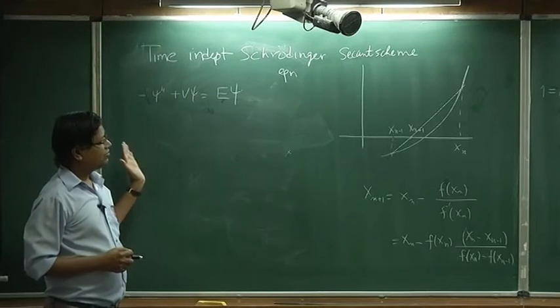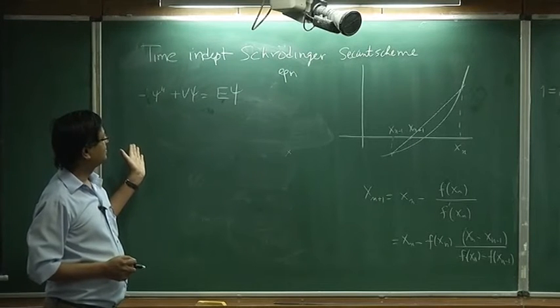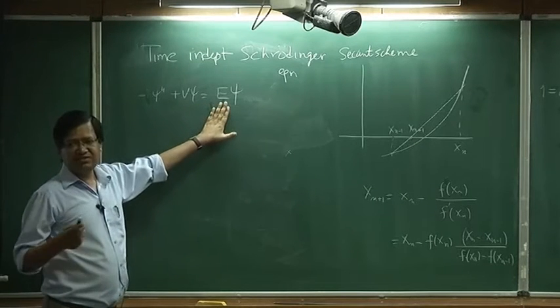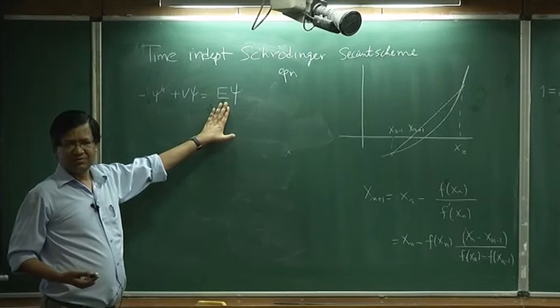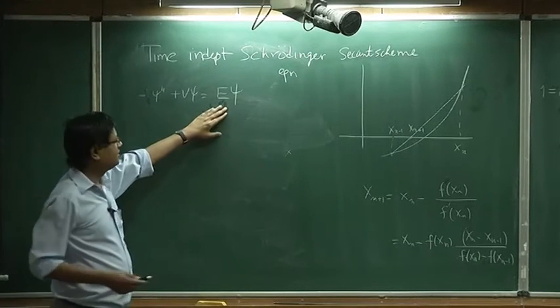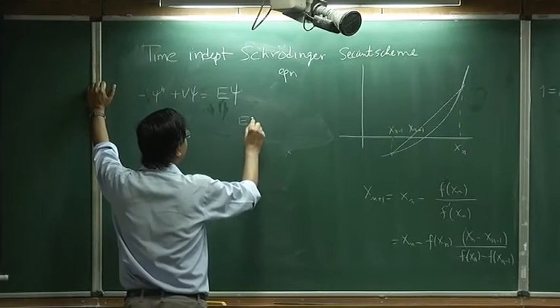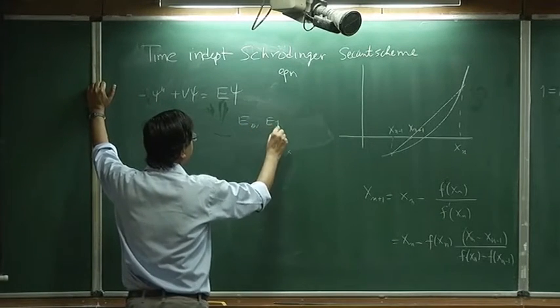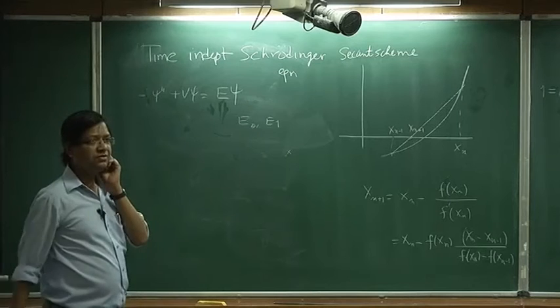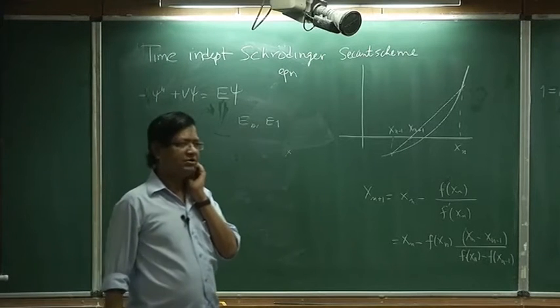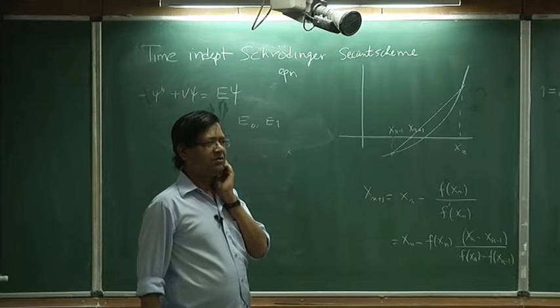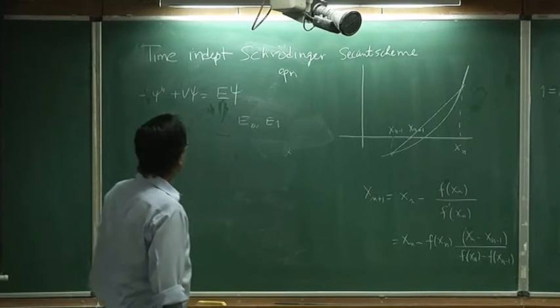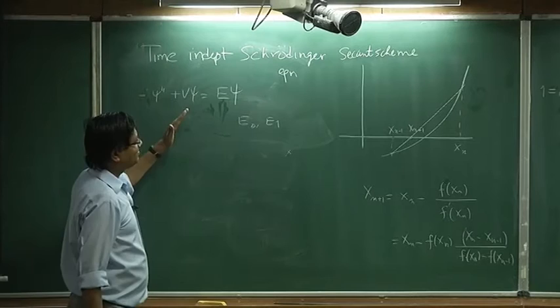So in 1D how do I solve it? I try with two initial guesses for E. Okay. So I start with E0 and E1. So what do I want?